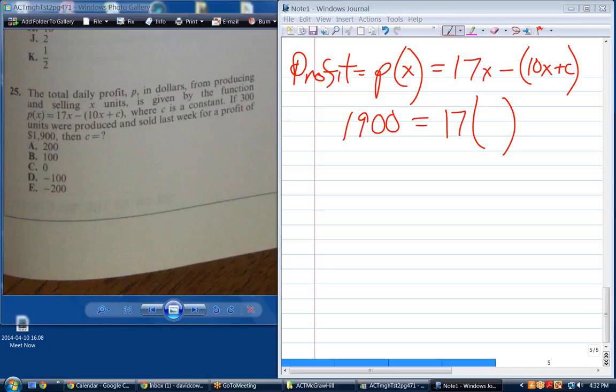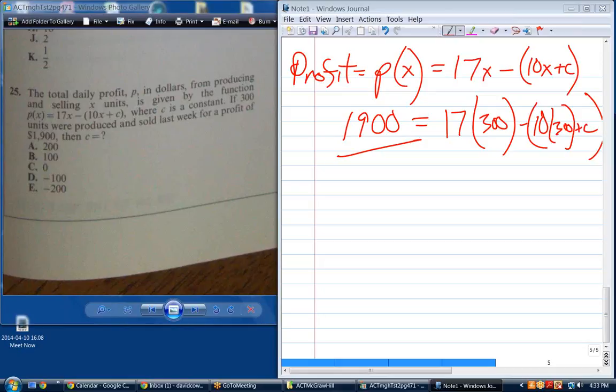So for that one, would you put 1,900 in place of X? No, the profit was 1,900. Notice what they say: the daily profit, P, is given by the function P of X. That means P of X is the profit. So we put 1,900 in for that. What are we going to put in for X? 300. Still have to solve that for C.